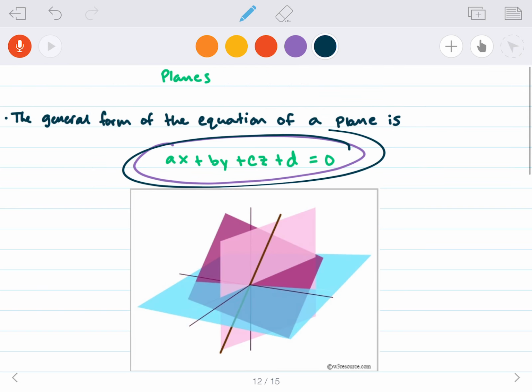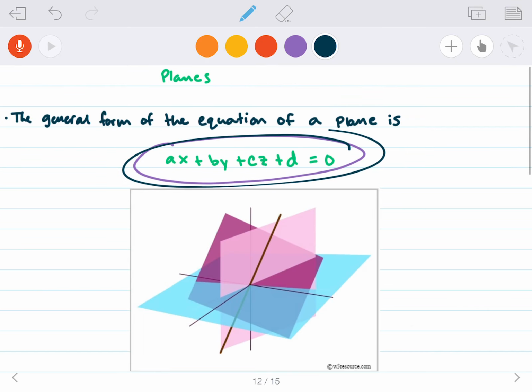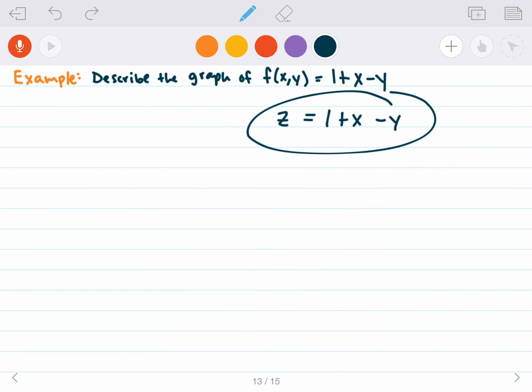Well, actually, C is going to be negative 1 if we move the Z over to the right side, so that's equal to 0. So C is going to be negative 1, and D is going to be positive 1, okay? So yes, this is a plane for sure. And let's talk about how we can graph this. Again, what I like to do is graph the intercepts. This is going to give me a really nice picture of the plane.